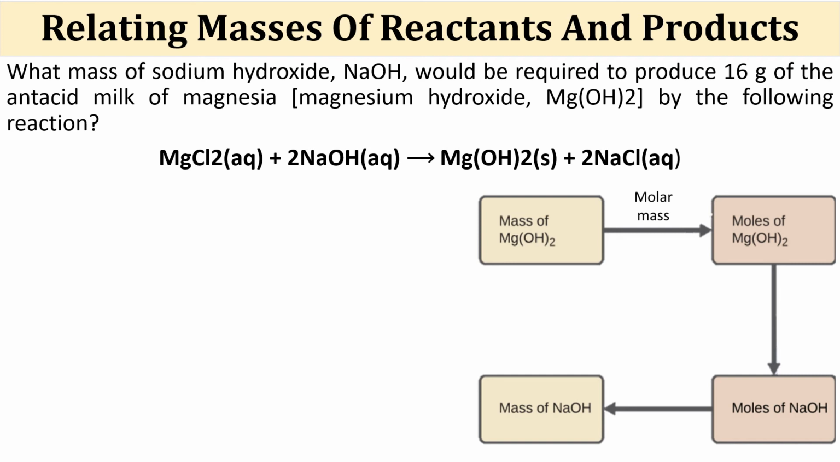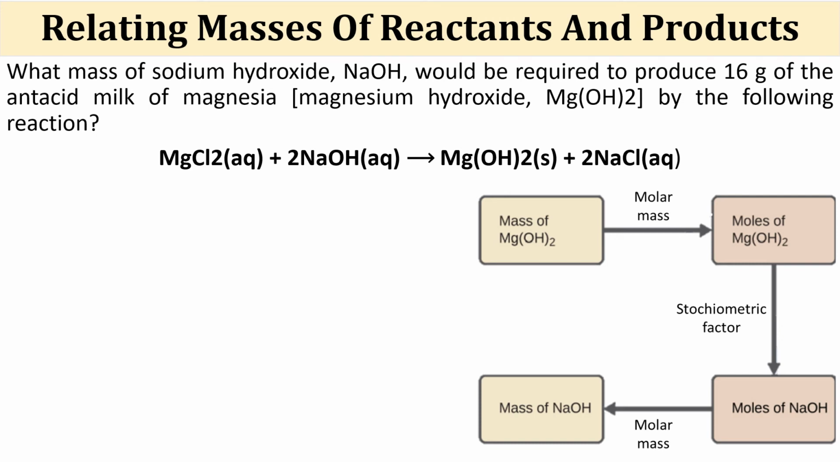So these are the two factors of interest. Moles of magnesium hydroxide is then timesed with the stoichiometric factor, which will give you the moles of sodium hydroxide. After that, we're going to times the number of moles of sodium hydroxide with the molar mass to get the mass of NaOH required by the question.